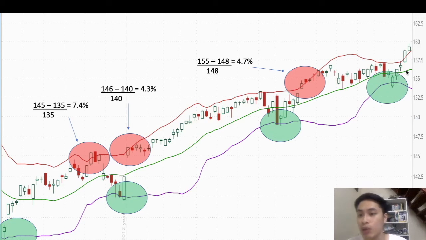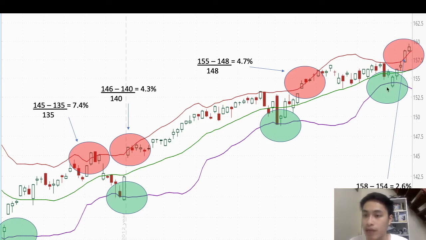So the last point we would have entered is this point again. This is the lower part of the Bollinger Band, and we would have sold it here when prices reach the upper part of the Bollinger Band. So how much would we have made? We would have sold at around 158, right? Around this point, 158, and we entered around 154. So we divide by 154, we would have made 2.6% on our trade.